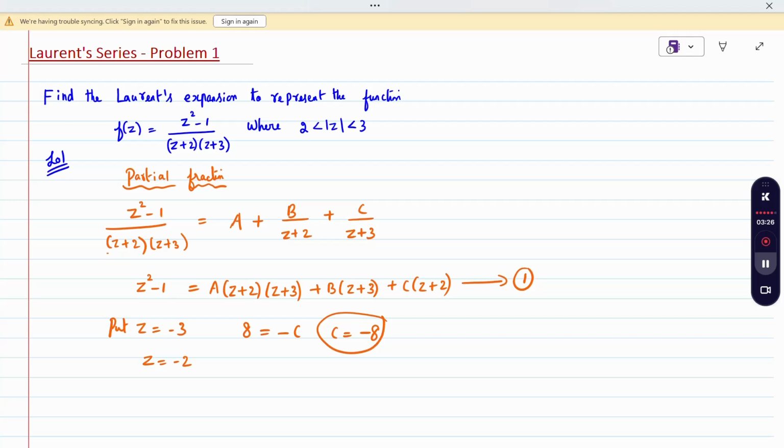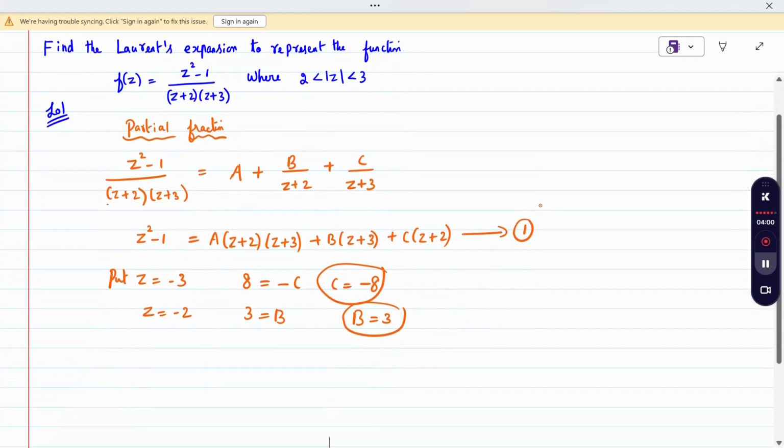When I put z equal to minus 2, A will be cancelled, C will be cancelled, and I get only B. Minus 2 squared is 4, 4 minus 1 is 3. So 3 equals B times 1, so B is nothing but 3. So we got B to be 3. Yes, two constants I have calculated. A now I have to calculate. To calculate A, you can randomly put any value.